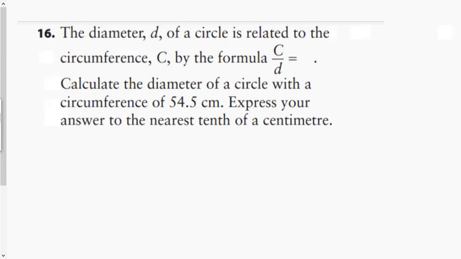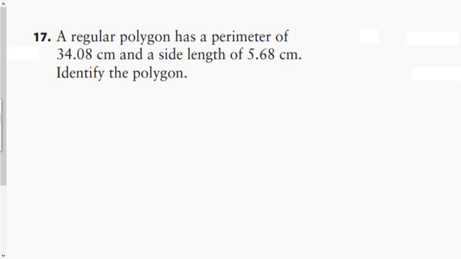Question 16 says the diameter, D, of a circle is related to the circumference, C, by the formula C over D equals pi. Right? Calculate the diameter of a circle with a circumference of 54.5 centimeters. Express your answer to the nearest tenth of a centimeter. Go ahead and try that. Never mind, we didn't do this one either. Let's do 17 right now.